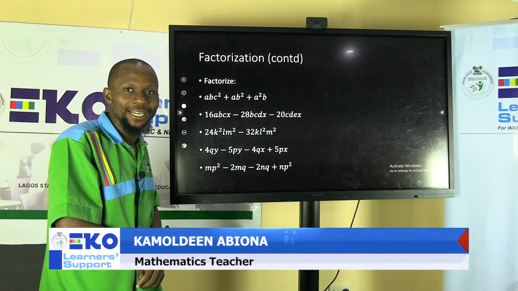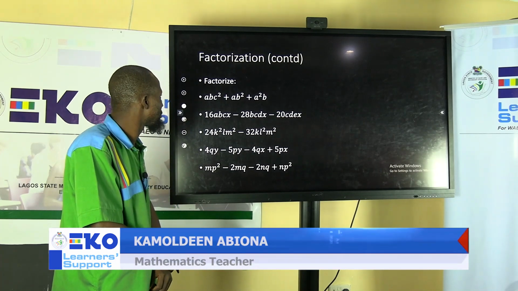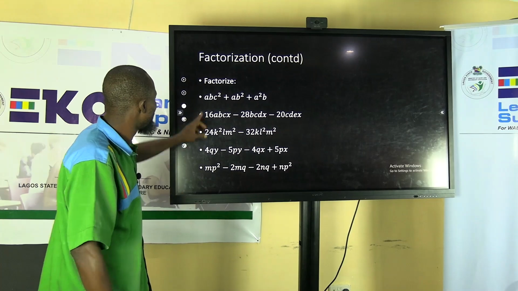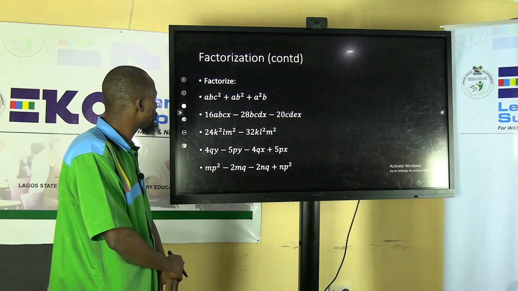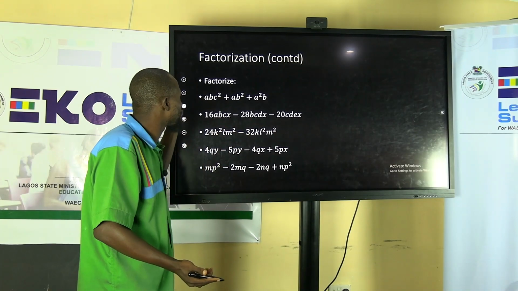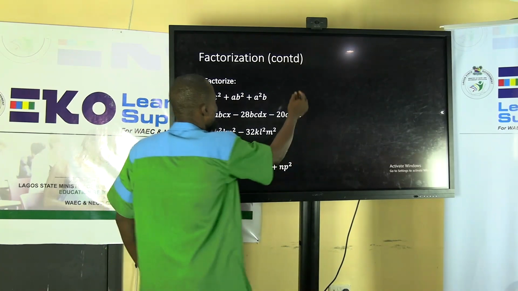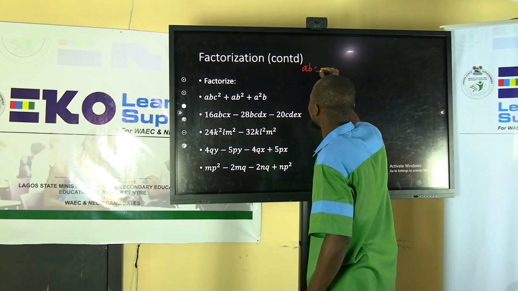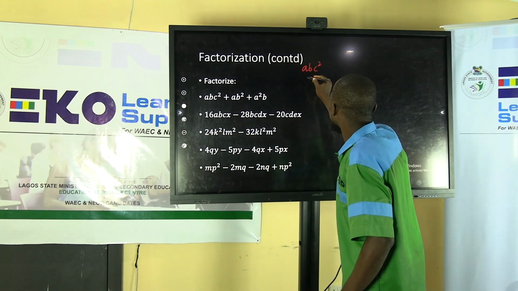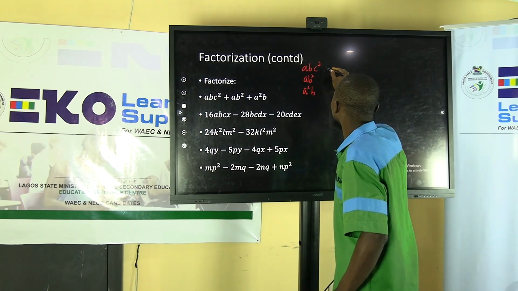Now, having learned that, we want to see how we can factorize these expressions. For question number 1, we have ABC squared plus AB squared plus A squared B. So how do we do that? The same thing we have used the other time. We look out for common factors. Write out each term: ABC squared, AB squared, A squared B.